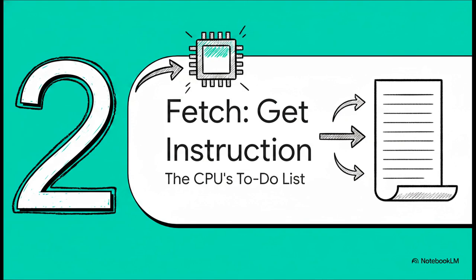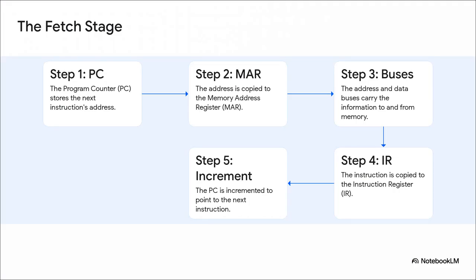It has to go and get its next command from the to-do list, which is sitting over in the computer's main memory. Okay, I know this looks like a lot of steps, but just think of it as a perfectly organized relay race. It all starts with the program counter, or PC. This thing is basically a bookmark that always knows the memory address of the very next instruction. So that address gets copied over to the memory address register, the MAR.